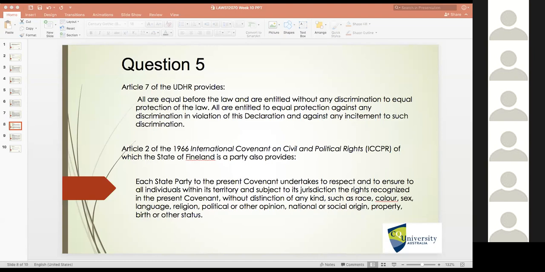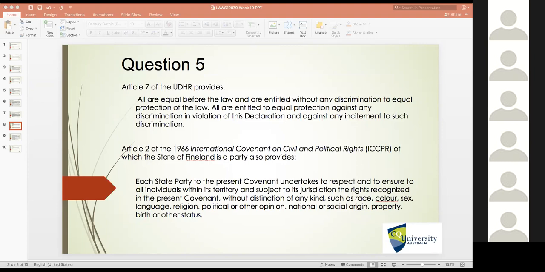Article 7 of the UDHR provides, all are equal before the law and are entitled without any discrimination to equal protection of the law. All are entitled to equal protection against any discrimination in violation of this declaration, and against any incitement to such discrimination.